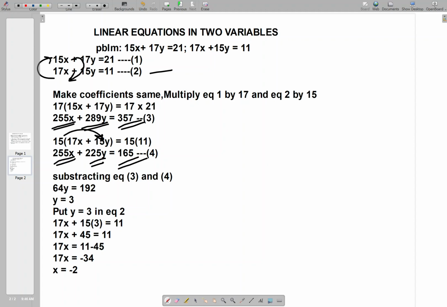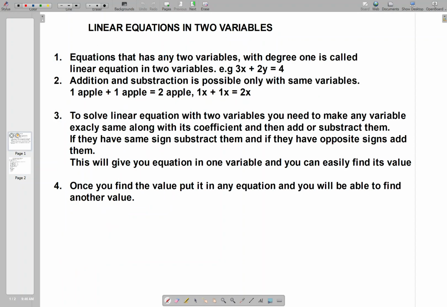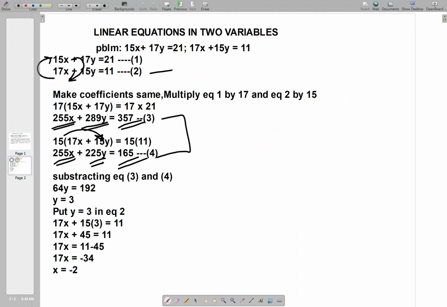So now if you look at equations 3 and 4, you'll see you have x with the coefficient 255, which is the same. Now what the rule says is if they have the same signs, you need to subtract them. So you can subtract equation 3 and 4. So what we'll do is we'll subtract this.